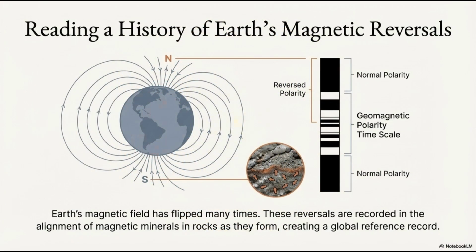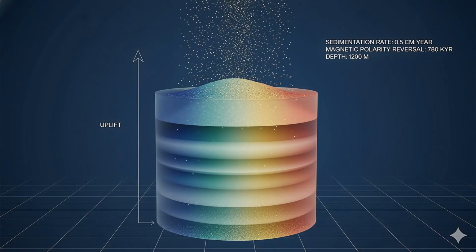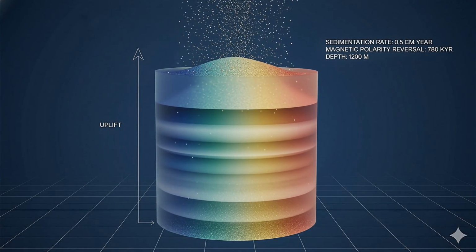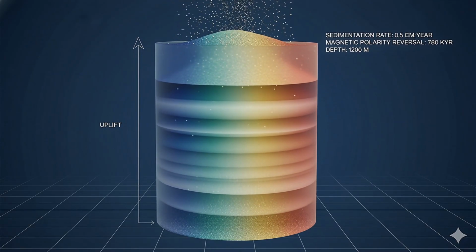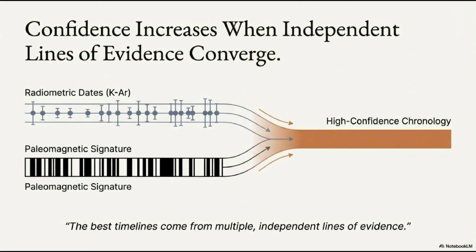Let's look at another widely used method, paleomagnetism. Earth's magnetic field has reversed many times throughout its history, flipping between periods of normal and reversed polarity. These reversals are recorded in the alignment of magnetic minerals in rocks as they form. By matching a site's magnetic signature to the global paleomagnetic record, we can place sediments into a well-established sequence of polarity events. You might wonder why this matters when we already have radiometric methods. It matters because the best timelines come from multiple, independent lines of evidence. When paleomagnetic data and radiometric dates converge, our confidence in the chronology increases dramatically.